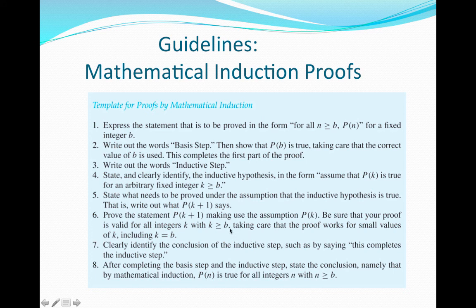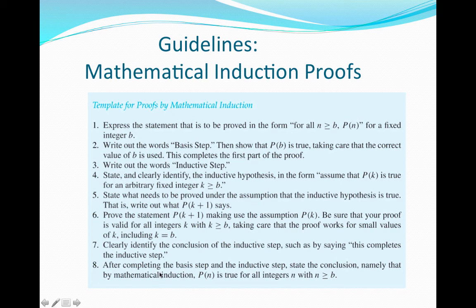So once you have proved the equality, inequality, or various properties that you're being asked to prove for k plus 1, then you will identify the conclusion of the inductive step by simply saying that this completes the inductive step. As soon as you have proved the property for k plus 1, using the induction hypothesis, you have completed the inductive step.